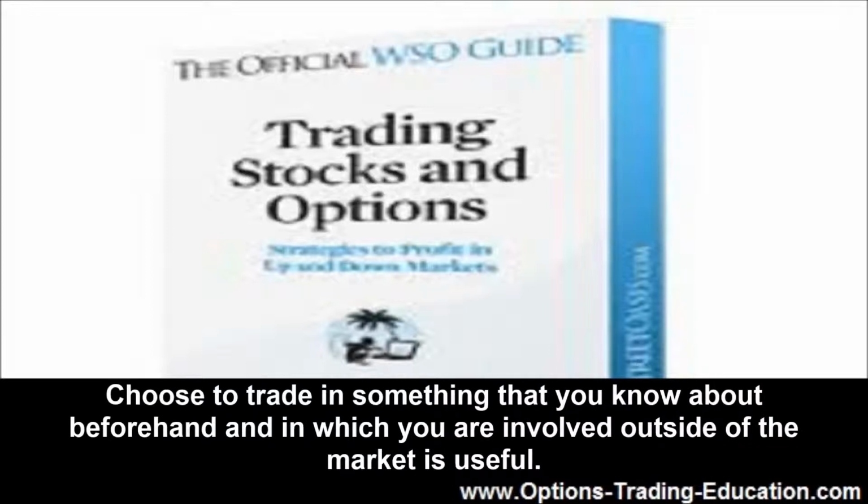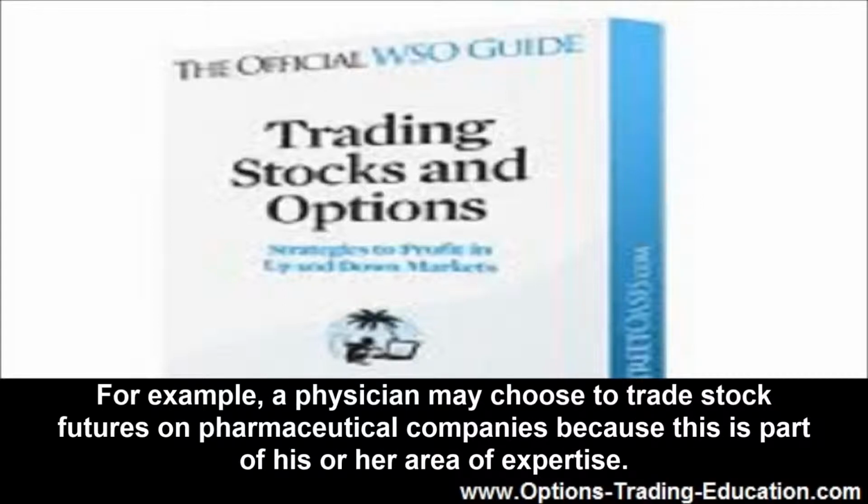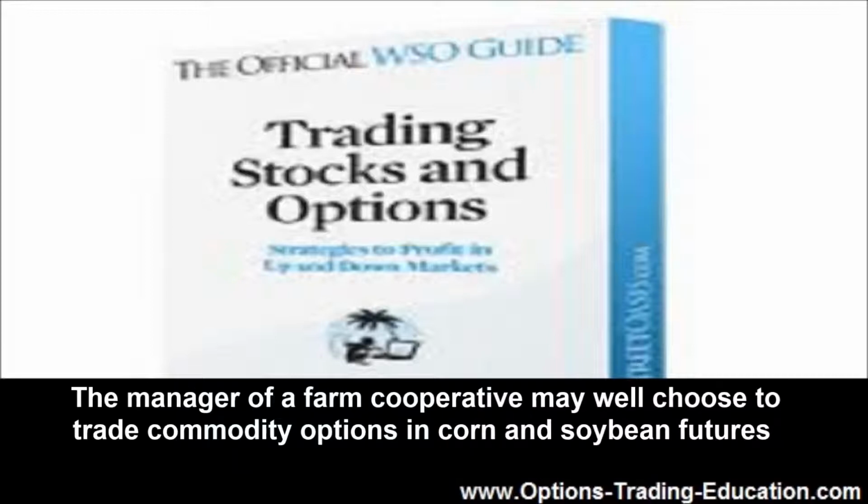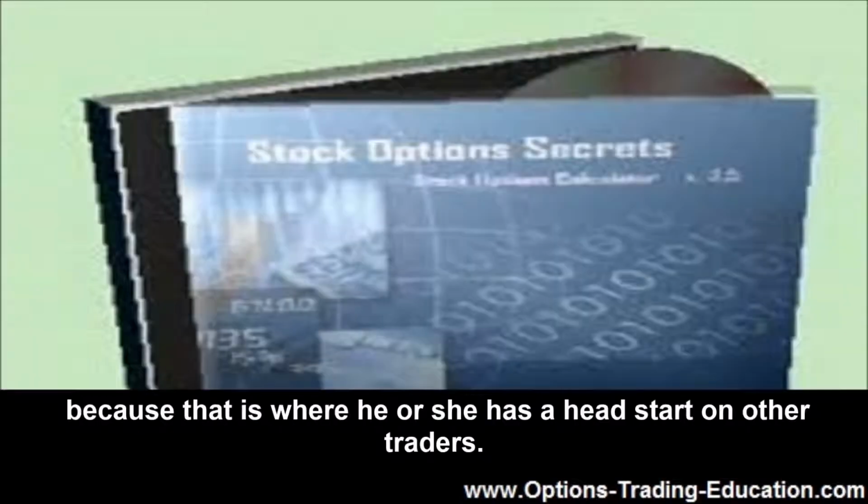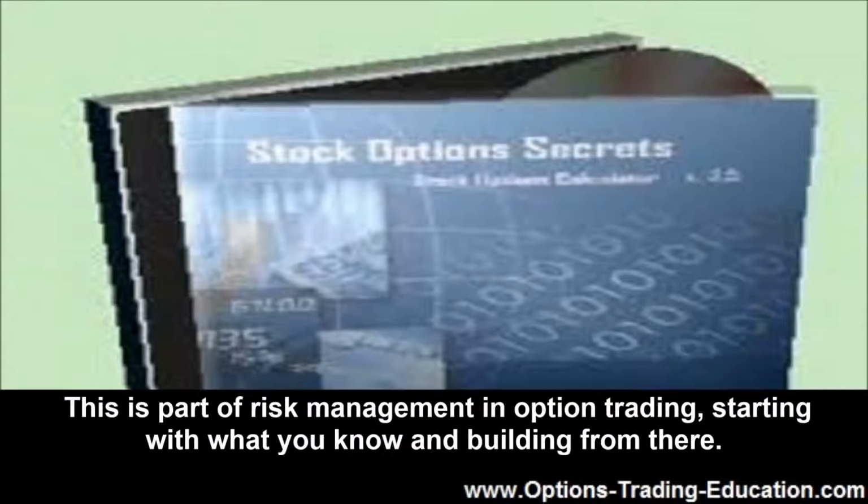Choose to trade in something that you know about beforehand and with which you are involved outside of the market. For example, a physician may choose to trade stock futures on pharmaceutical companies because this is part of his or her area of expertise. The manager of a farm cooperative may well choose to trade commodity options in corn and soybean futures because that is where he or she has a head start on other traders. This is part of risk management in option trading, starting with what you know and building from there.